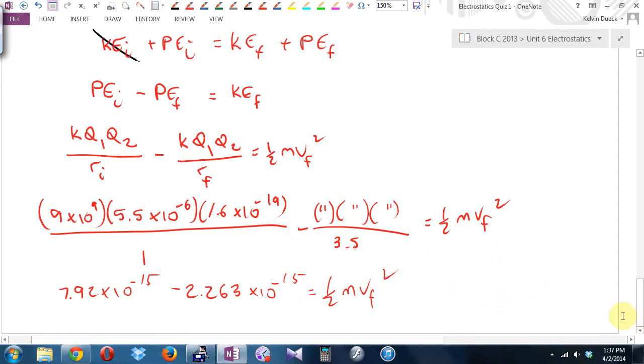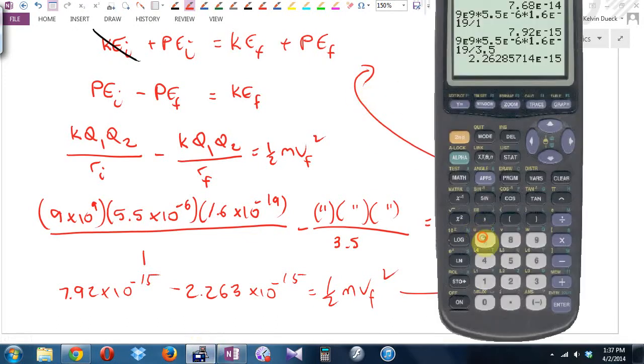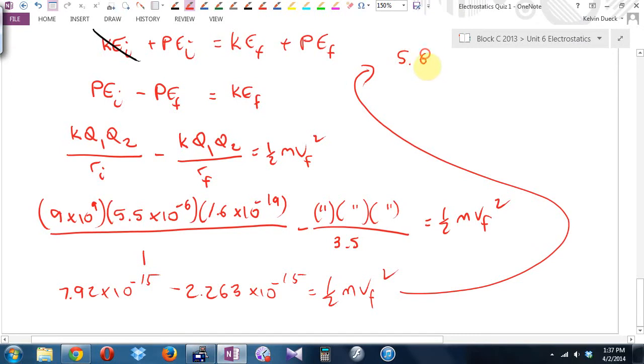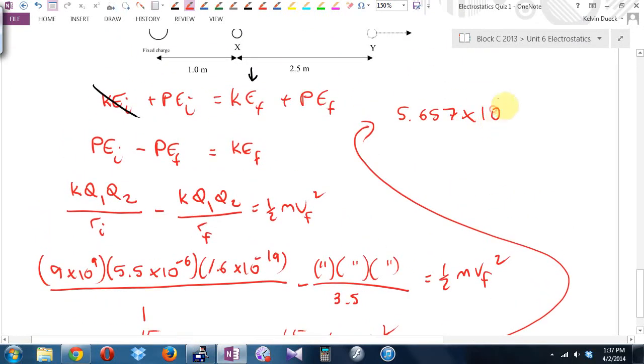Oh, I basically don't. Okay, this is going to be yucky. I got to move over here. 7.92 minus that. Okay, I got 5.657 times 10 to the negative 15. That equals a half mv final squared.